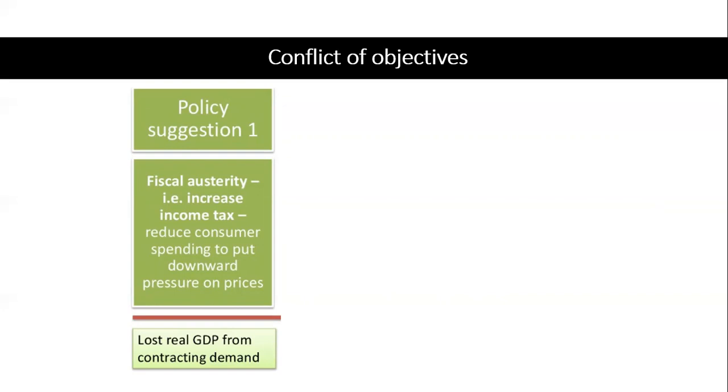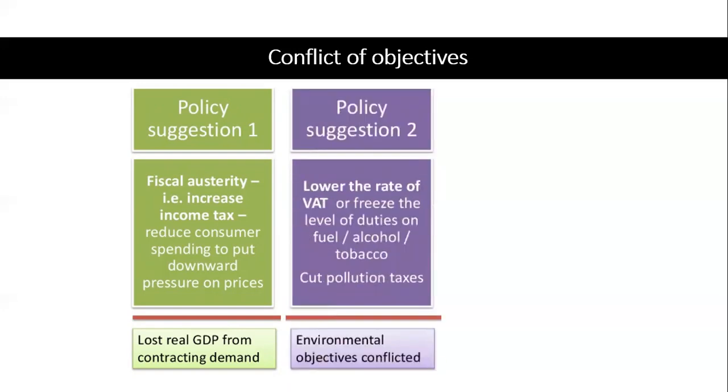Where we see a fall in prices, we could subsequently see a fall in consumer demand for goods and services. That could lead to a reduction in the supply of goods and services, and therefore a loss of real GDP from contracting demand. So if consumers are demanding less, firms will supply less, therefore GDP will decrease. And remember, if GDP is decreasing, the economy is not growing. And therefore, we're not achieving that objective of economic growth.